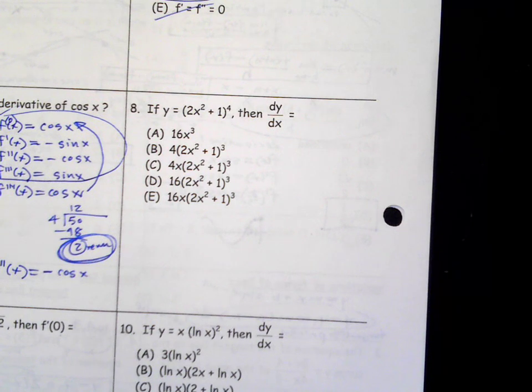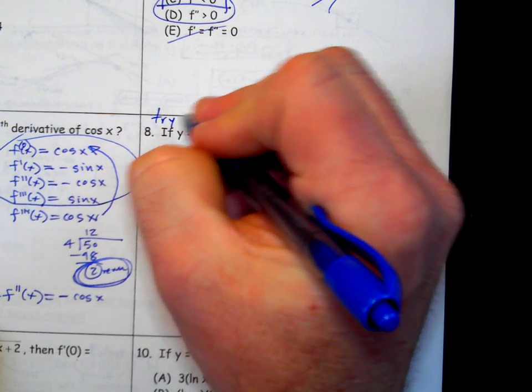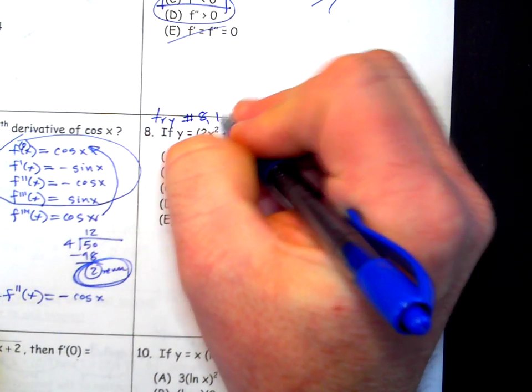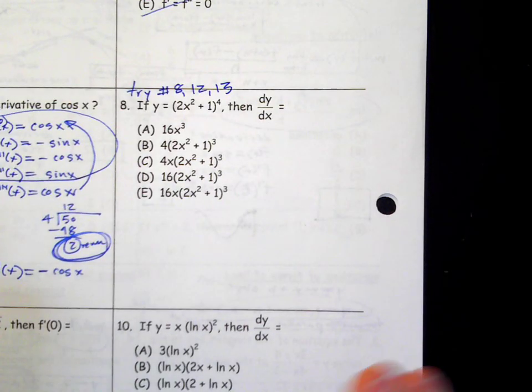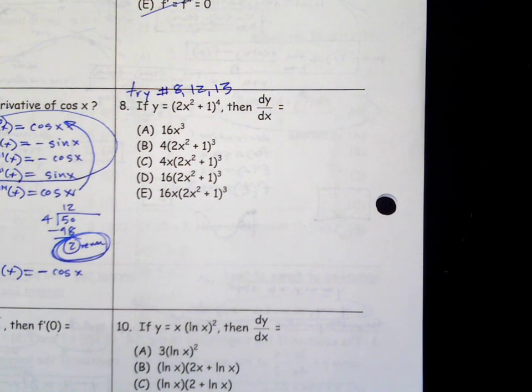I want you guys to try number 8, 12, and 13. So pause the video, try those. There's some derivative examples, but they're also multiple choice, so you're kind of at the mercy of the answers. So pause the video, try 8, 12, and 13. And after you've tried 8, 12, and 13, unpause the video.